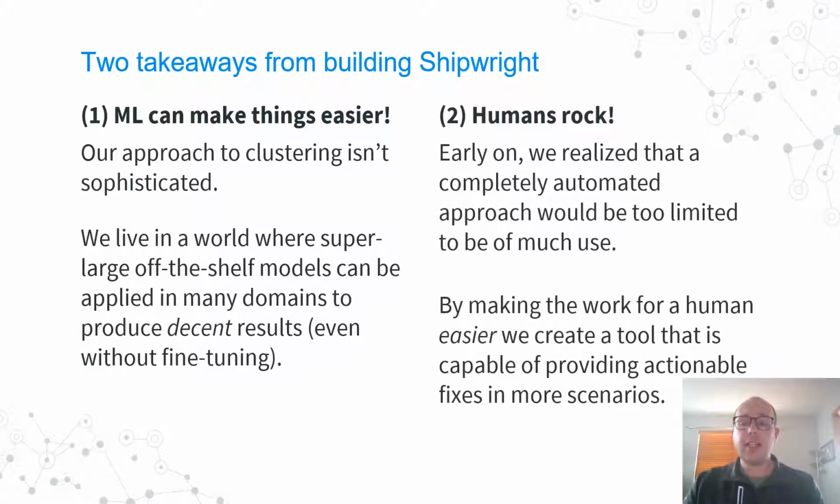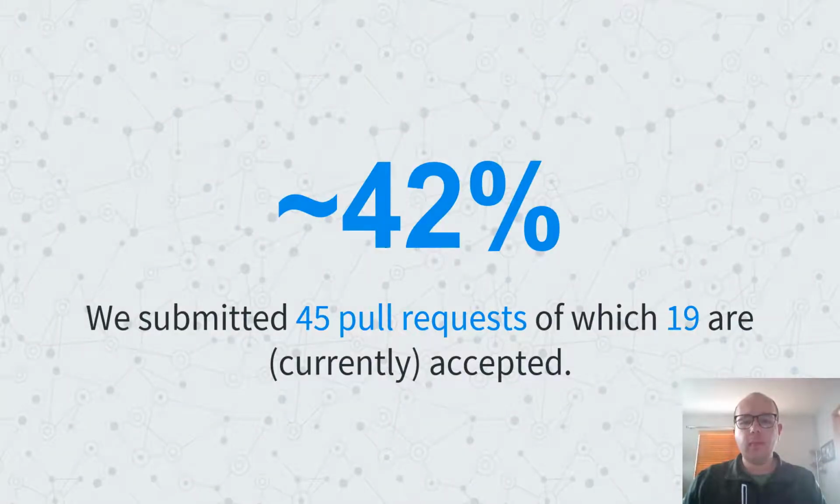And then last but not least, humans rock. Early on, we realized that something completely automated might be brittle or might not cover a lot of failures. By adding a human in the loop and finding out how to make the task for that human easier, we end up creating a tool that's applicable to more broken Dockerfiles. So now some numbers. Out of the 45 pull requests we submitted, 19 are currently accepted, so that's about a 42% acceptance rate, which we're pretty proud of.